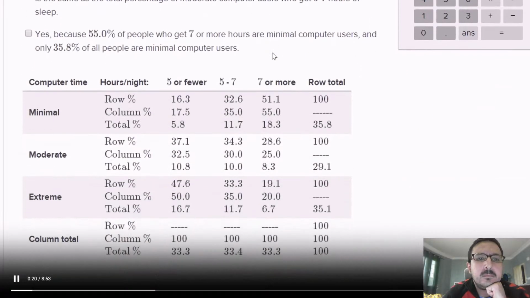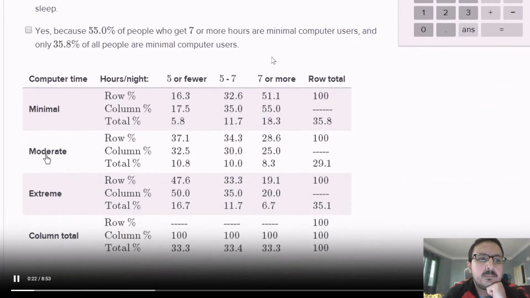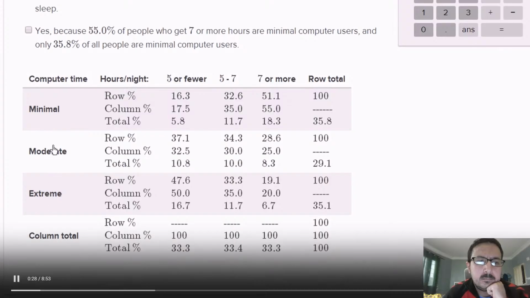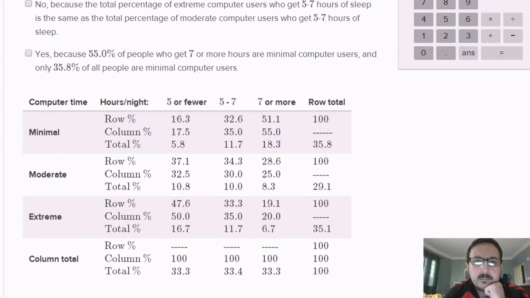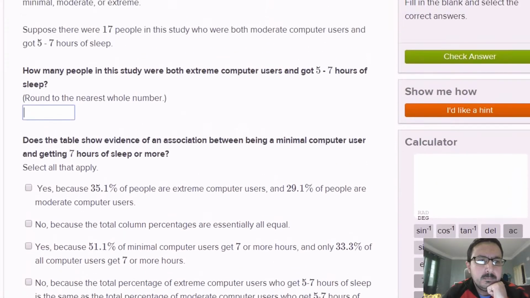So let's see, that's the frequency table, and there are 3 categories of computer time, just like they told us: minimal, moderate, and extreme. This is before they go to bed or at night. And then they have the 3 categories of how much they're sleeping: 5 or fewer hours per night, 5 to 7 hours per night, or 7 or more hours. Okay, so that's fair enough. So let's see what they want us to do.